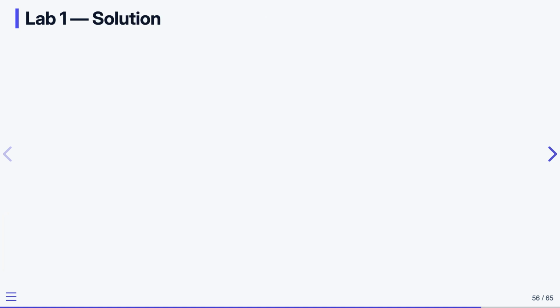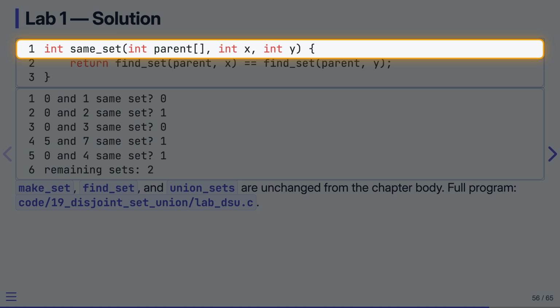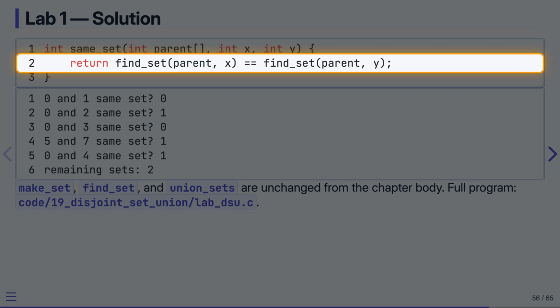Let's look at the solution. This is same set. It takes the parent array and 2 elements, x and y. It returns find set of parent, x is equal to find set of parent, y. Same root means same group. That is the whole function.